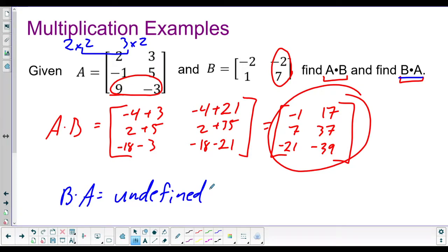So you just say it's undefined. There's not a process set up for us to do that. That's an illegal multiplication and you're not allowed to do it. All right, cool. So there's multiplication.